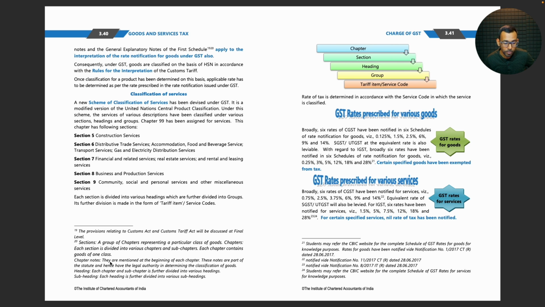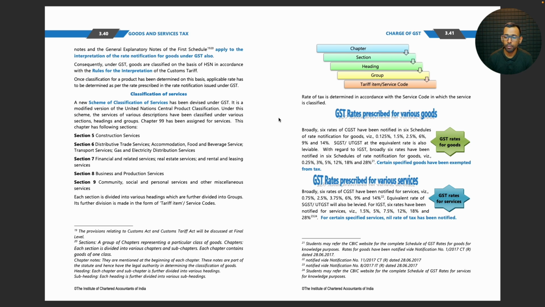Chapter notes are mentioned at the beginning of each chapter. These notes are part of the statute and hence have the legal authority in determining the classification of goods. Heading: each chapter and subchapter is further divided into various headings. Subheading: each heading is further divided into various subheadings. Chapter, section, heading, group and tariff item or service code. Rate of tax is determined in accordance with the service code in which the service is classified.